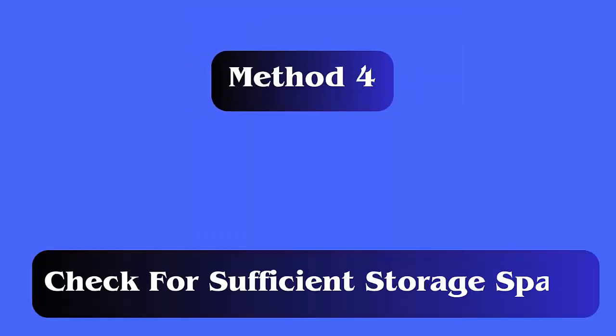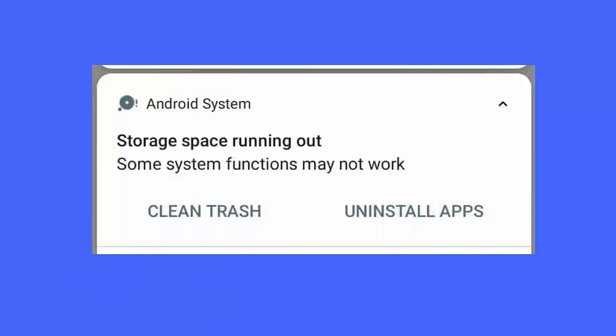Method 4. Check for sufficient storage space. When your device runs out of storage, then apps cannot install and it pops up the error. Therefore, you should check and make space on your phone. Delete all unnecessary files and remove all the unusable apps.